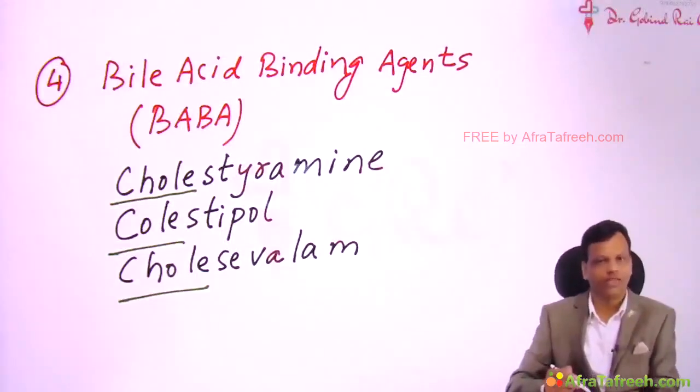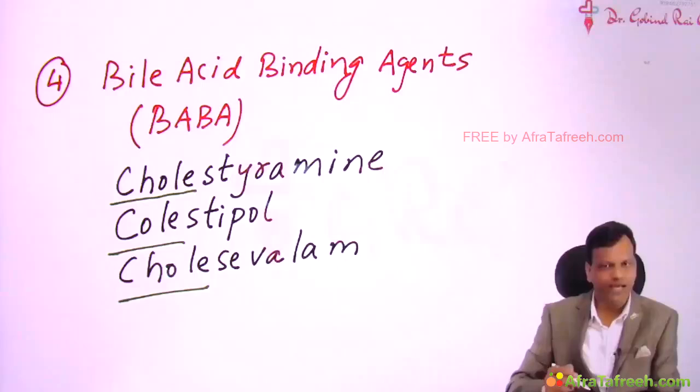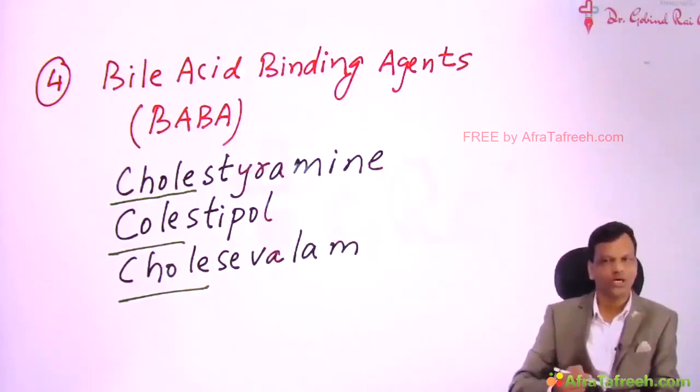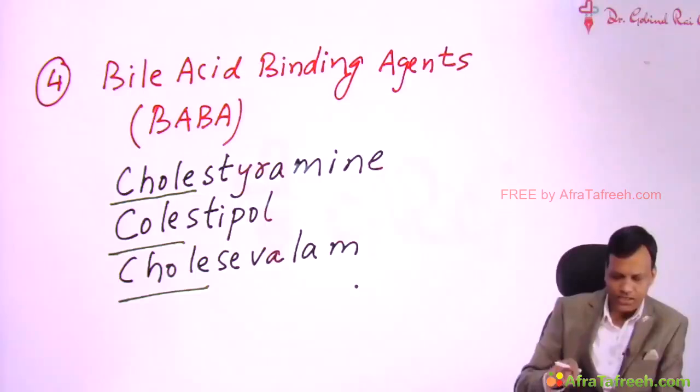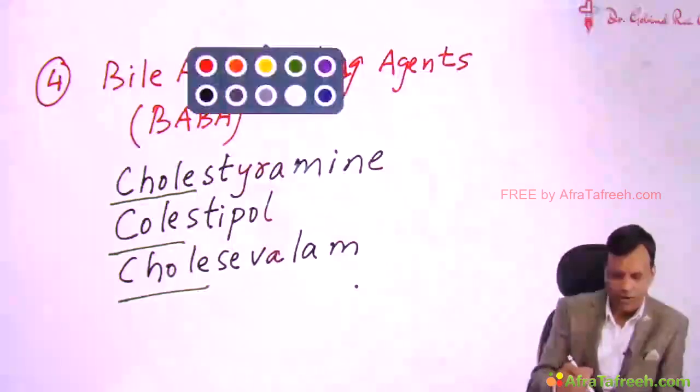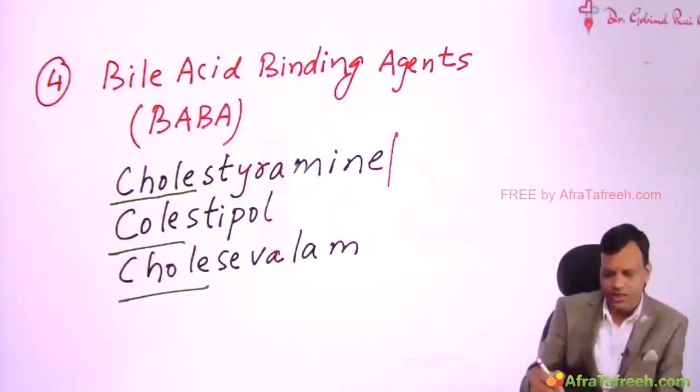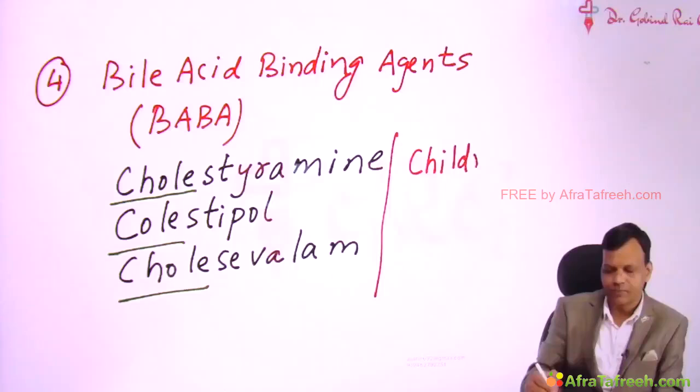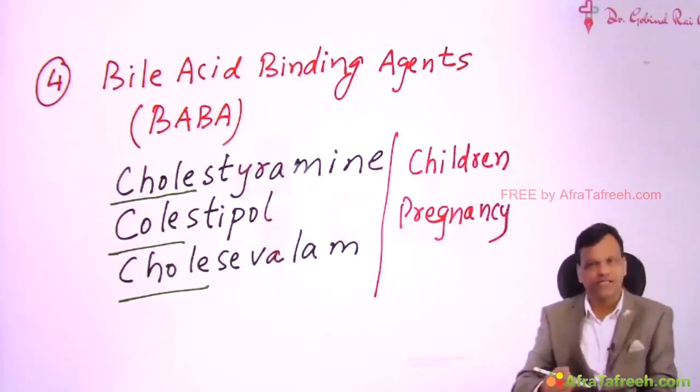at all. They act in the GIT, bind to bile acid, and they are excreted. So when they do not come into the circulation, they will not cause major side effects. So the main advantage is these are very, very safe drugs. So they are drug of choice for dyslipidemia in children and pregnancy. Bile acid binding agents are drug of choice in children and pregnancy.